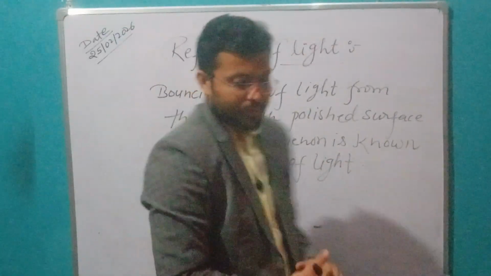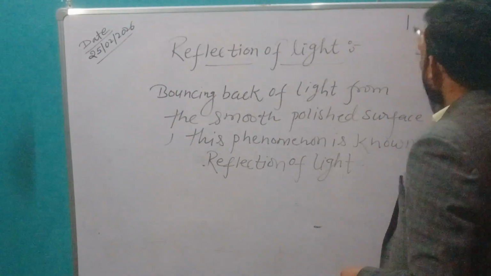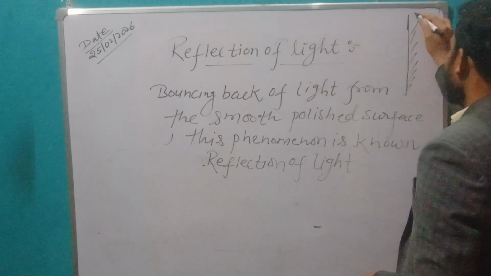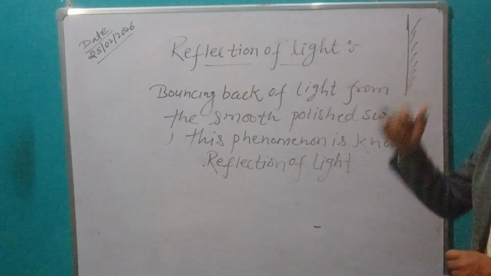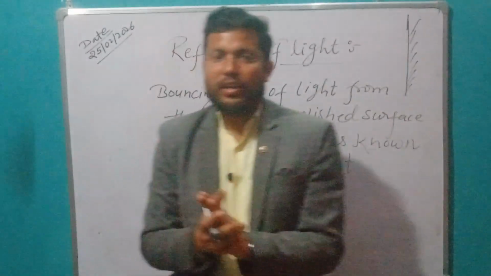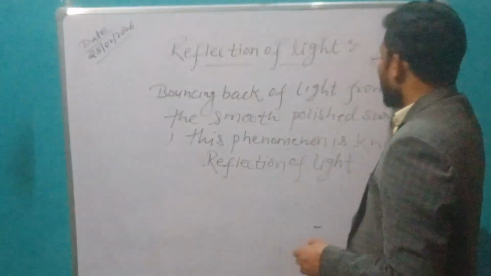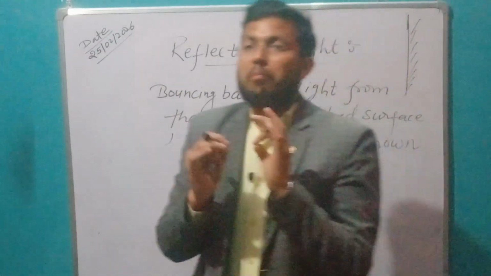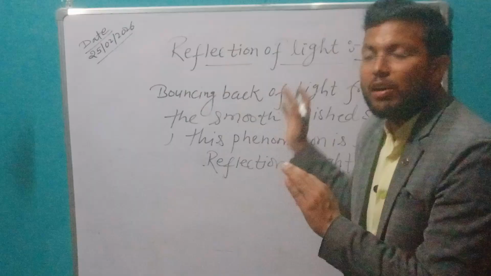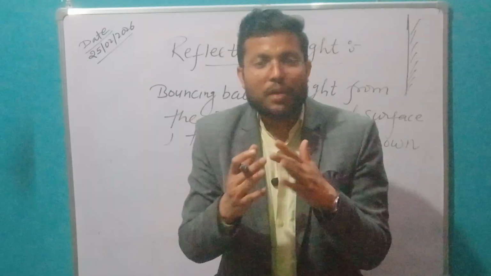You see here, this is the mirror. It means that one side is polished. This is not transparent. Reflection is only possible when the object is opaque, not transparent. Here the mirror is an opaque object, because a mirror never allows light to pass through, since one side of the mirror is polished. It does not allow light to pass through.